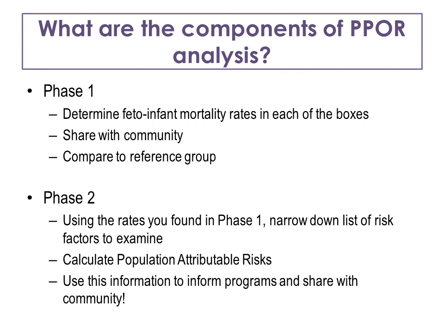For Phase 2 of PPOR, we use the rates that we found in Phase 1, and then we look at the period of risk with the highest excess mortality rate, and then determine what risk factors are involved with that period of risk. Then you can calculate population attributable risks, and I'll talk about that as well, to see the impact of lowering the prevalence of the risk factor in your community. And then you use this information to inform your programs and share with your community, and hopefully drive some political will. That'd be nice.